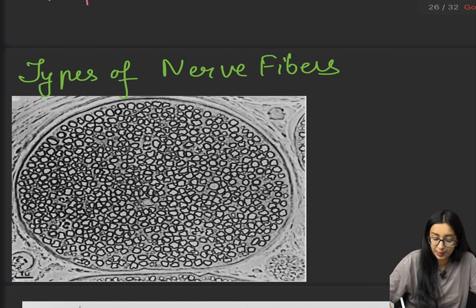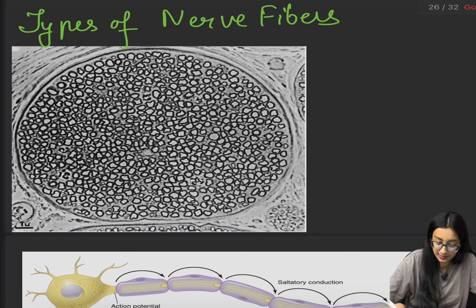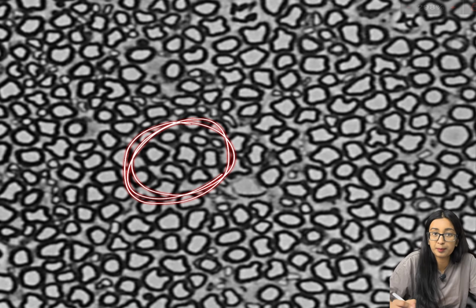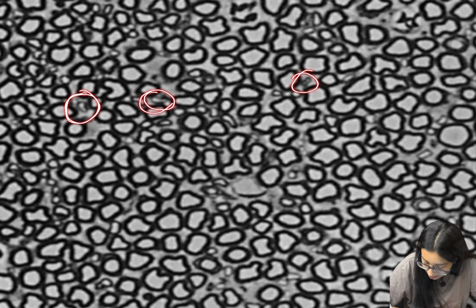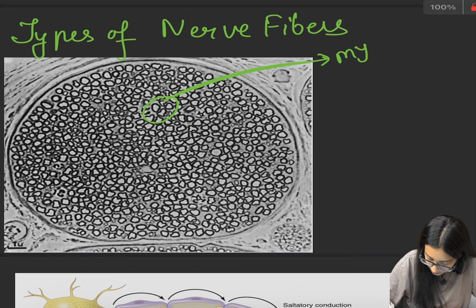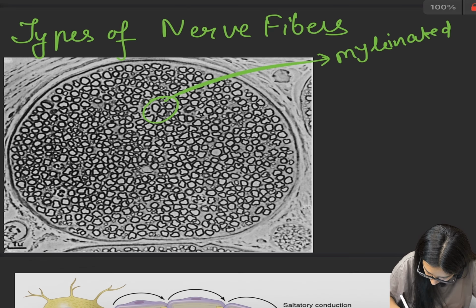Now there are two types of nerve fibers. Over here we can see these dark ones are the myelinated, and over here in the small areas, these will be the unmyelinated. So let me mark it. Over here we have myelinated, and over here we will have the unmyelinated.